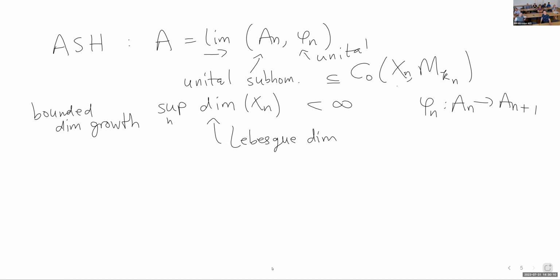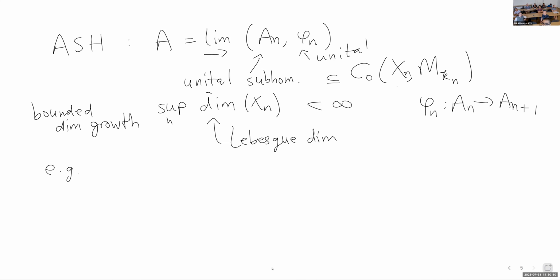If we drop the "sub", this would be approximately homogeneous, and then I'm not talking about subalgebras, I'm just talking about these. It could be unrelated, potentially. But often we do have an extension to the bigger algebra. I'll give you some examples of what kinds of star homomorphisms we typically get. But this bigger algebra is potentially non-unital if Xn is non-compact.